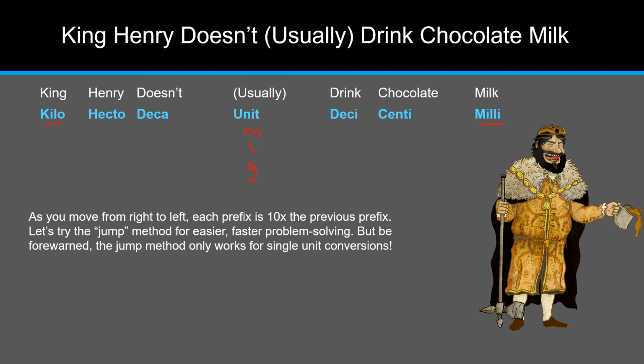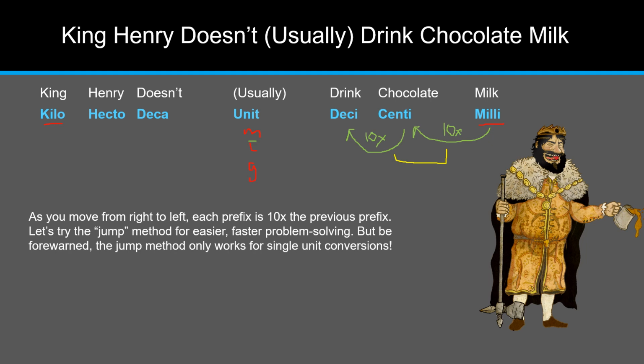So a quick comparison. I want to make sure that we're comfortable with what we're doing here. As I move from right to left, each prefix is 10 times the previous prefix. So as I move from milli to centi, I'm going to keep using meter, a centimeter is 10 times bigger than a millimeter. If I move from centi to deci, deci is 10 times bigger than centi, but let's compare deci to milli.